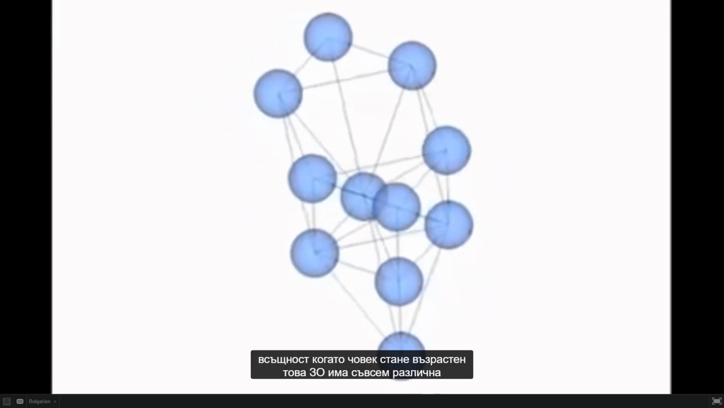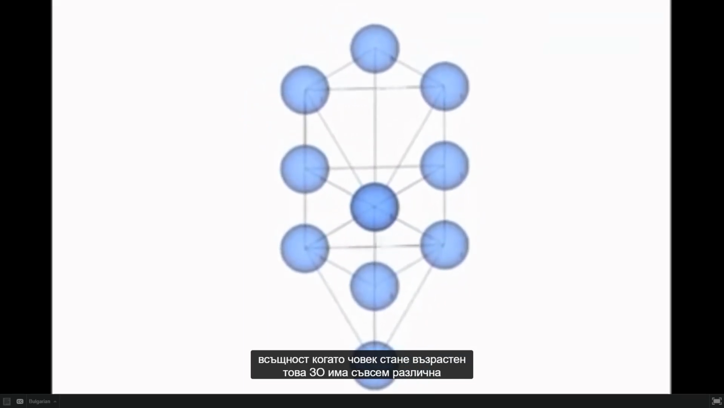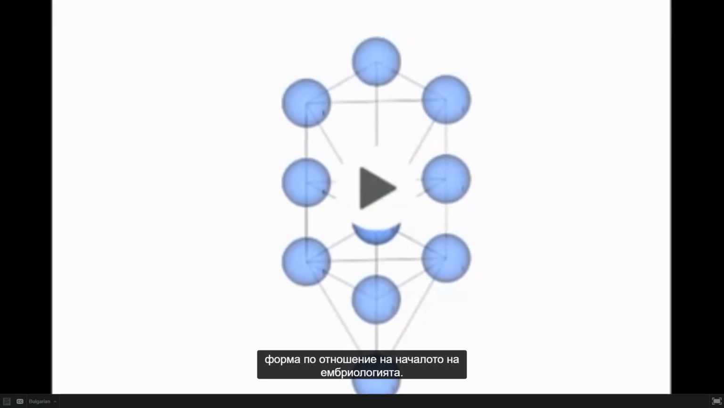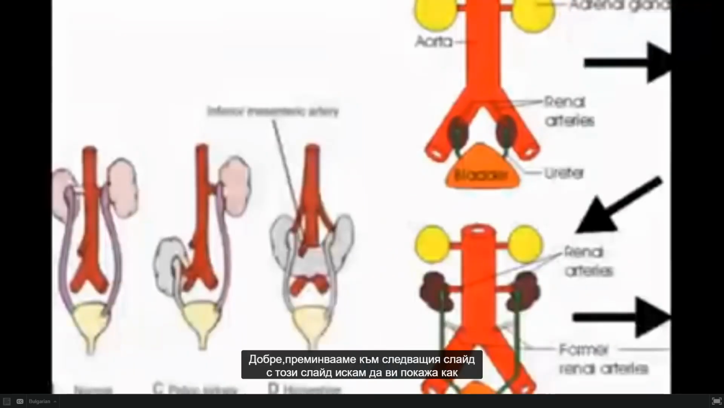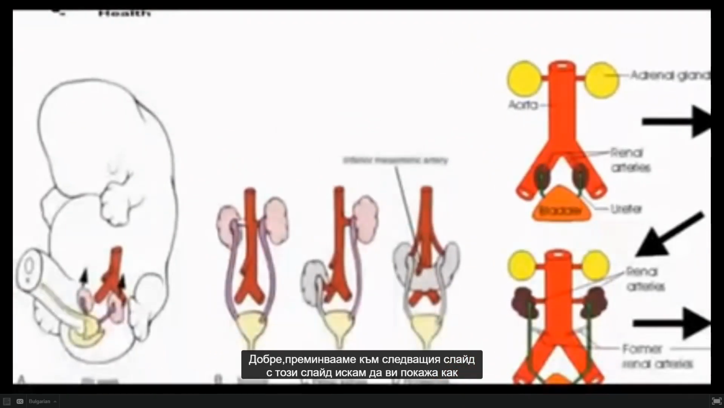In adult age, that star formation has a completely different shape regarding the beginning of the embryology. Okay, then we go to the next slide, 8.